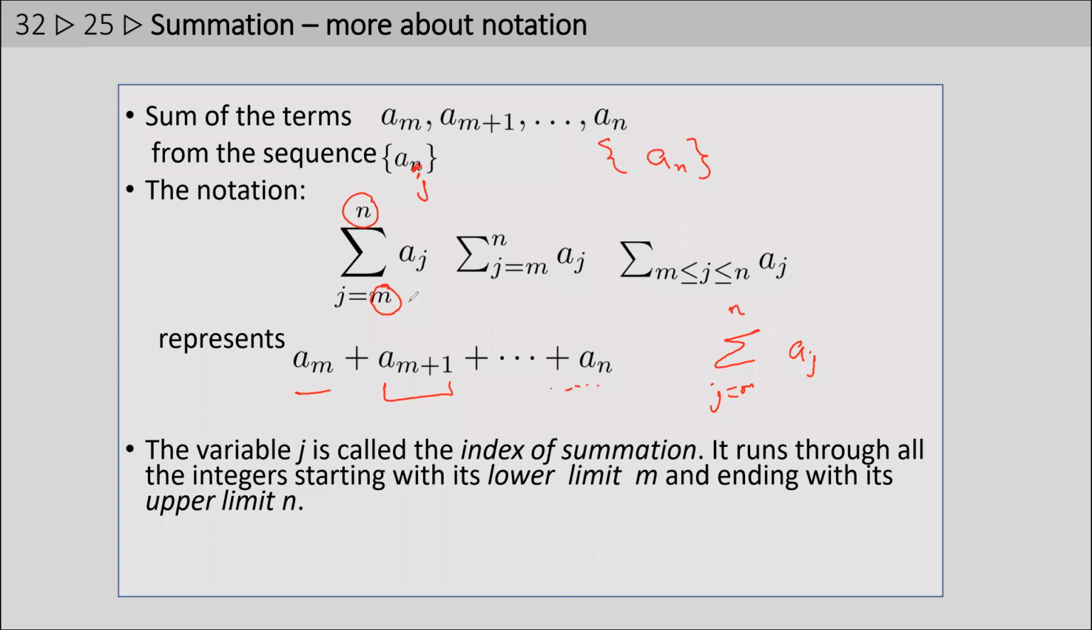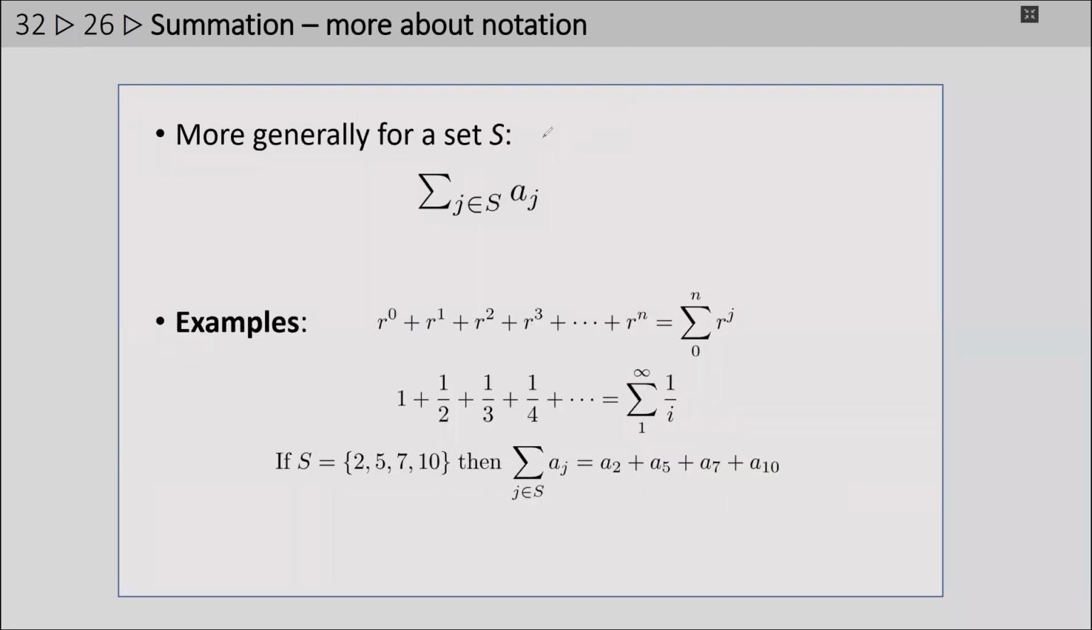Or I can write the boundary condition next to the terminals of the summation, and it would be the same calculation. Or I can just say summation of AJ, where J is greater than or equal to M and less than or equal to N. It also has the same meaning. All of those three different forms represent the summation of the elements AM, AM plus 1, until it reaches A subscript N.